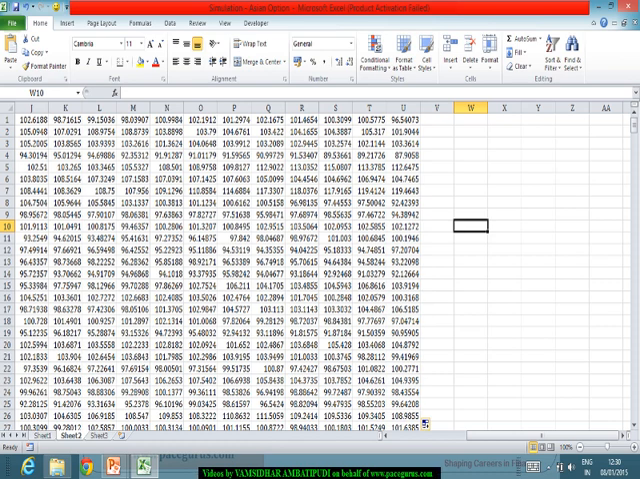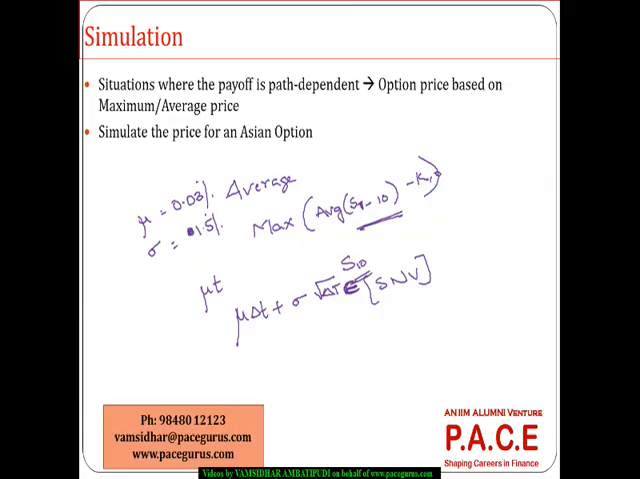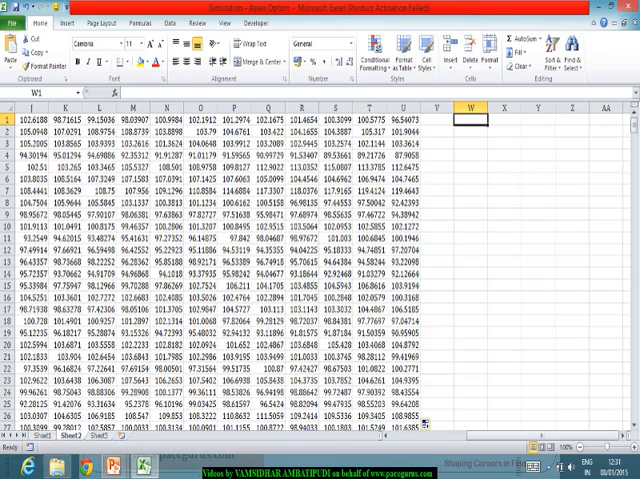Now I want to design a kind of Asian option which has a strike price or exercise price of 100, and which takes the average of the price over the 20 day period, right? The average price over the 20 day period versus the 100 is generally taken as the payoff.